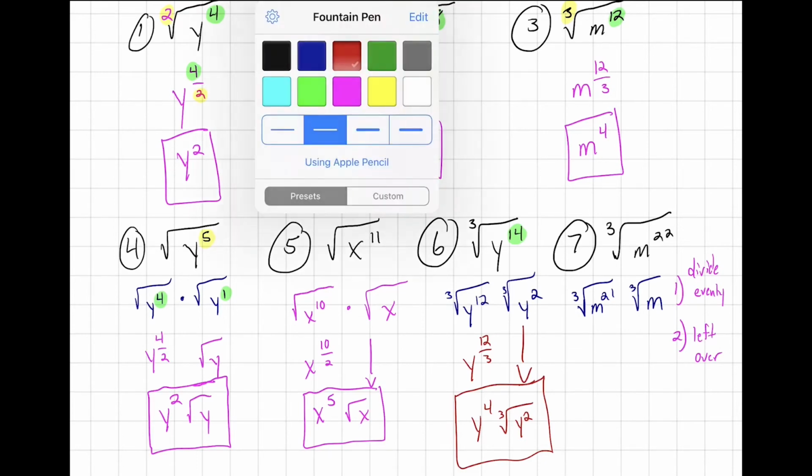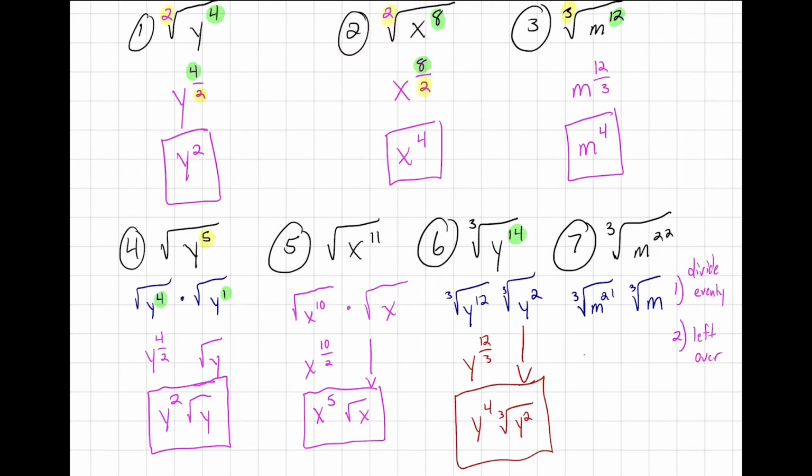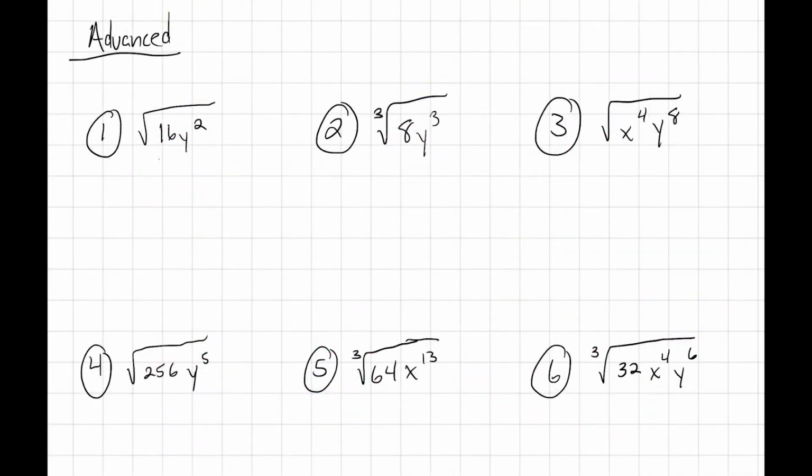That allows me to rewrite the first radical as 21 over 3, which simplifies to 7. The second radical we know nothing happens to, so we just rewrite it, and we are done. So this process is how you take care of exponents and variables with exponents inside of radicals. And now we move on to our advanced problems.